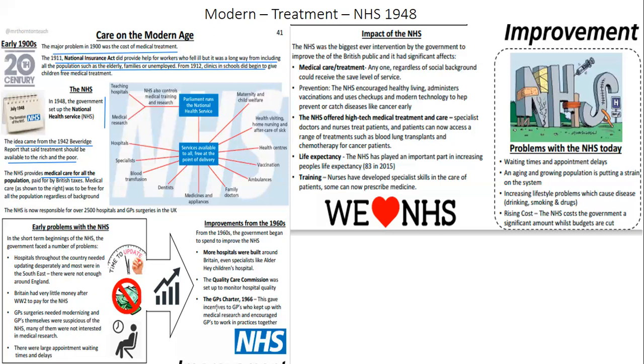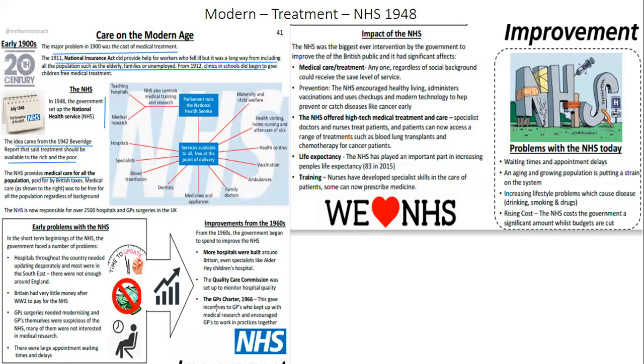The NHS offers high-tech medical treatment and care, which we'll look at a bit later, but specialist doctors and nurses treat patients, and patients can now access a range of treatments such as lung transplants, chemotherapy, etc. Due to the impact of the NHS, life expectancy has also gone up significantly. In 2015, the life expectancy of people in this country was 83, which is a lot higher than it's been previously. And the NHS also provides training. Nurses have developed specialist skills. Some can now prescribe medicine, and there is training for future doctors and future surgeons around the NHS, and the government provides significant grants for people to get involved in this.